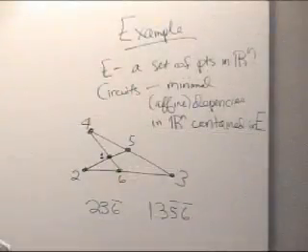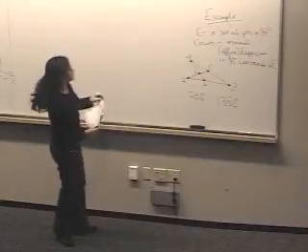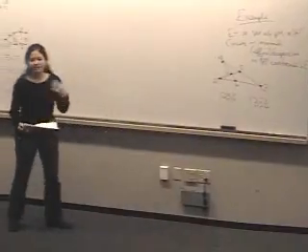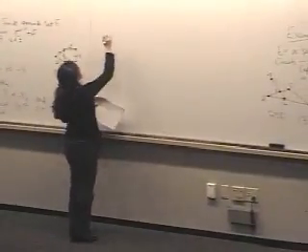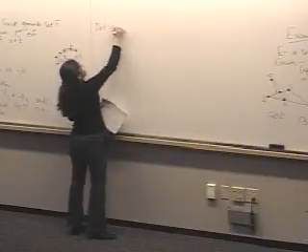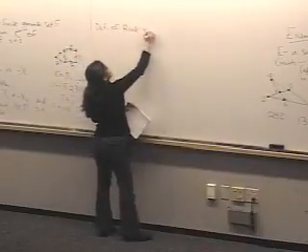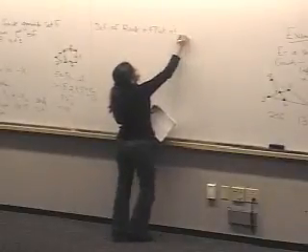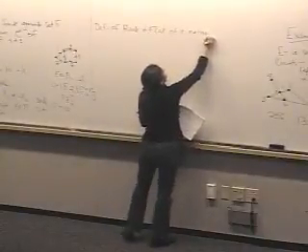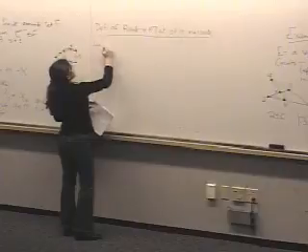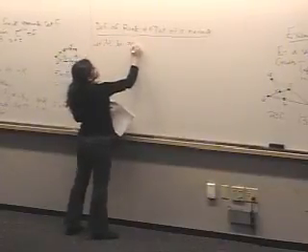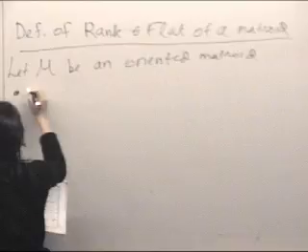Okay, so there's a bunch of other circuits, but I won't write them all down. And now let me just give one more matroidal definition, and then I'll introduce the main character of this talk. So this is going to be definitions of rank and flat of a matroid. Rank will be quite intuitive, I think. So let's let capital M be an oriented matroid.